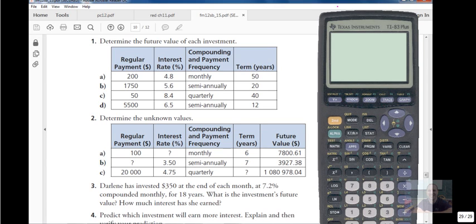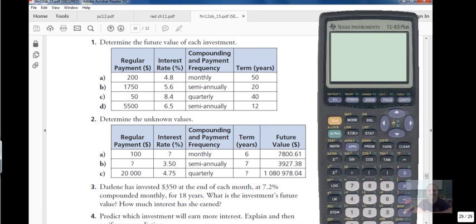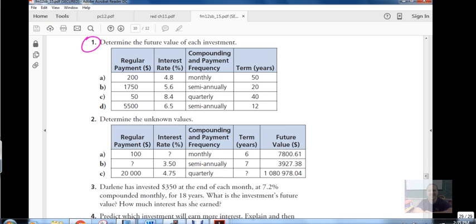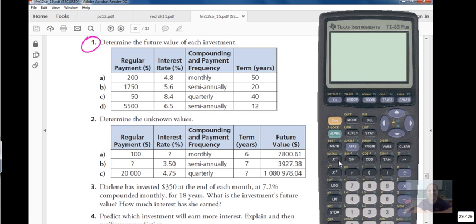Okay, so here's the first couple questions from 1.5. We're going to do this together. Get your graphing calculators out. So if we look at question number 1, we're going to do this on our graphing calculator. So you've got your calculator out and open there in front of you. Turn it on. Go to apps.